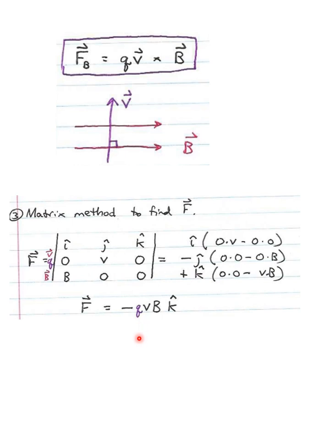And so we think, well, the magnitude, that is QVB times the sine of the angle between them. The angle is 90 degrees, so QVB makes sense for the magnitude. The negative in the k hat means it's in the negative Z direction, so into the page. And hopefully doing the two right-hand rules both gave you that result as well.